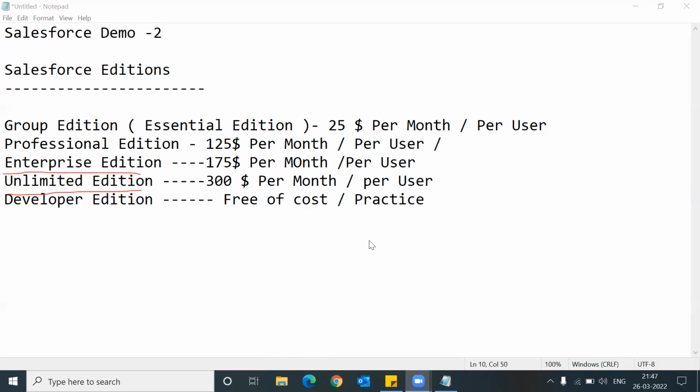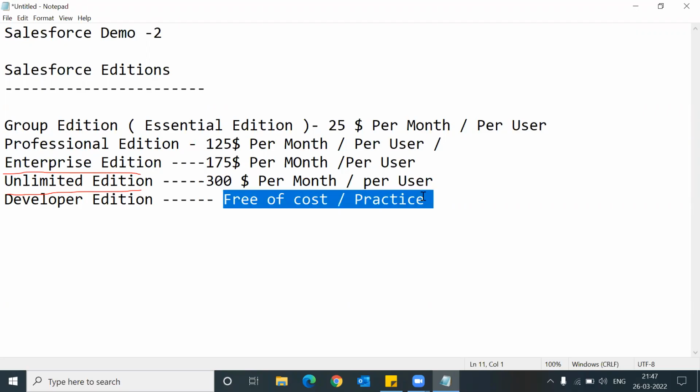So we have different types of editions in Salesforce, and the cost is this. This is the standard price. If you take 100 licenses or 400 or 200, it depends, because Salesforce does bargaining as well. So it is not fixed; it depends on how many users you take from Salesforce. But this is the standard price.